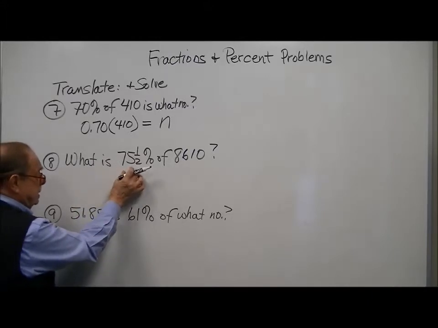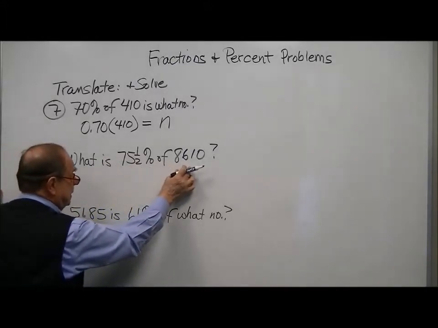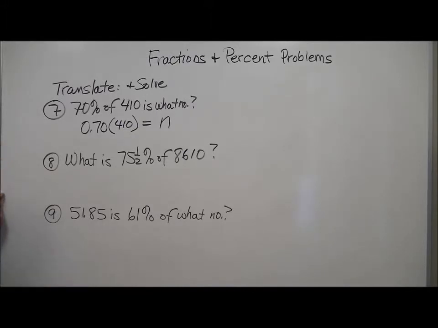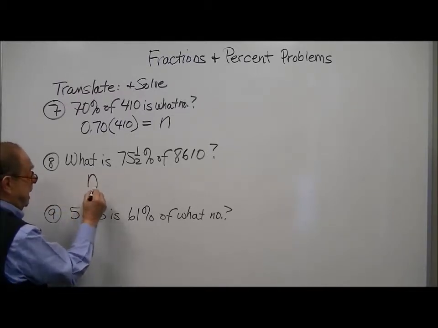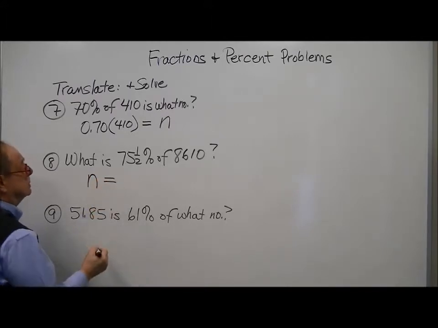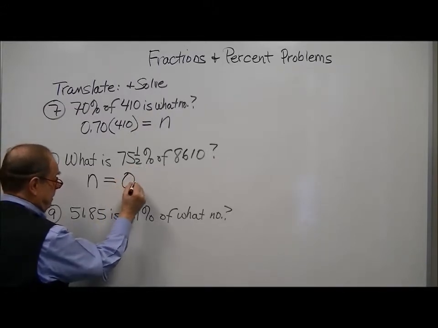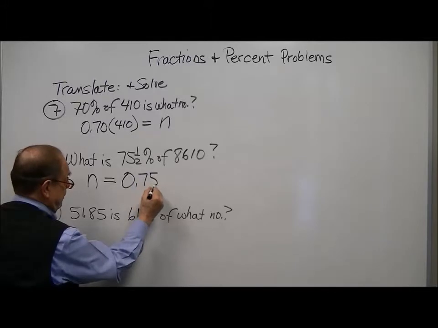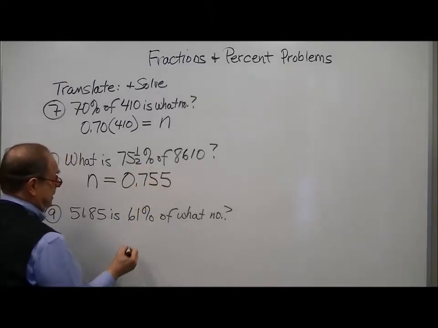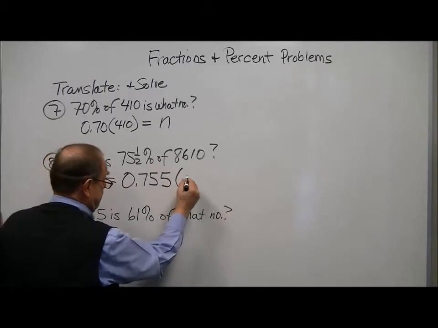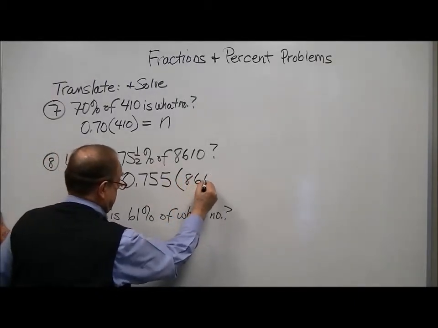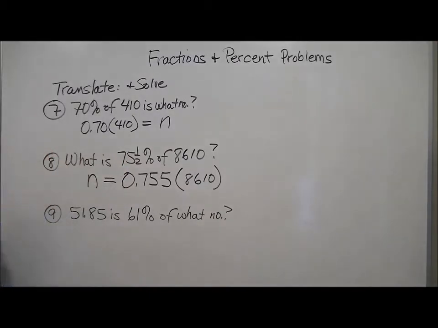What is 75.5% of this? And you might say, well, that's just an arithmetic problem. Well, mostly, but you could make it an algebra problem by saying what, that's your number, n, equals. Convert this to a percent, and the 1/2 becomes a 5. "Of" is still multiplication. And there's, in a sense, a very simple equation.